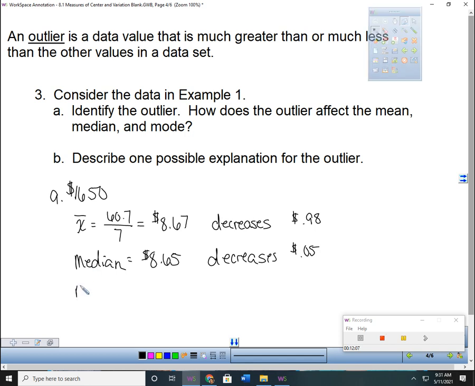And then the mode, if we've taken out the 16.50, that doesn't change the fact that 8.25 is still listed twice. So that would be 8.25, and that did not change, so it stayed the same.